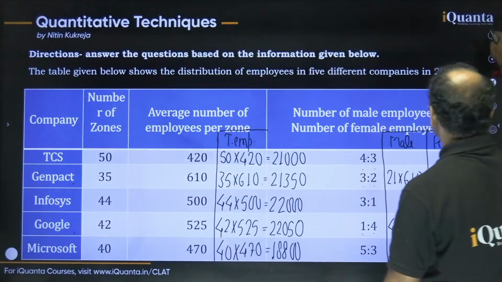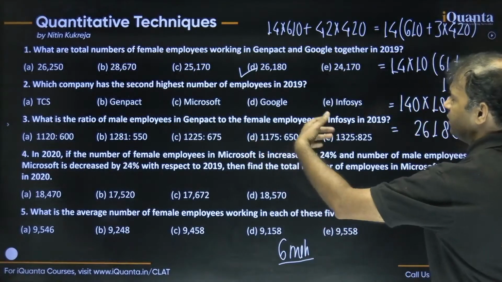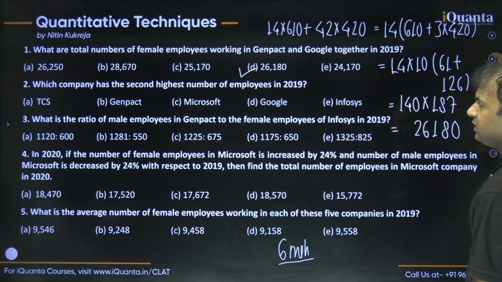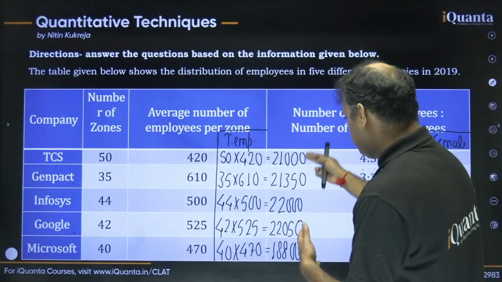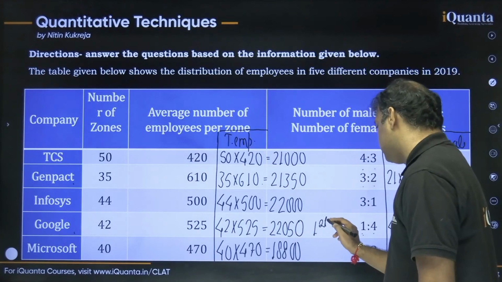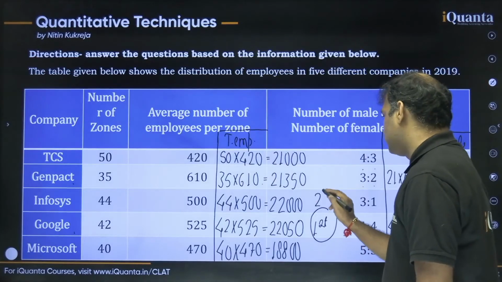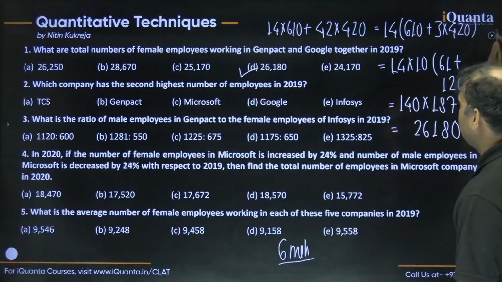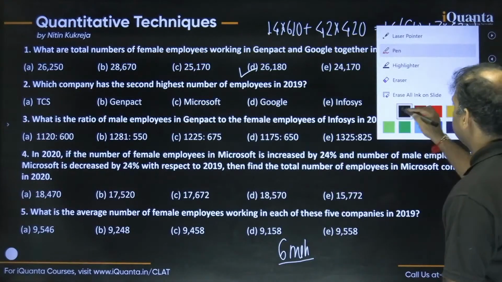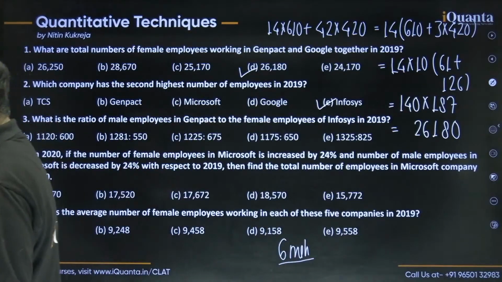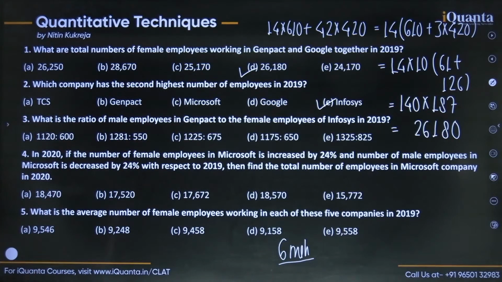Question number 2 says to compare and to find which company has the second highest number of employees in 2019, right? In all, okay? So how can we do that? See among them, guys. So the highest one is this. You can see that, right? This is the highest. And obviously, this is the second highest. So we can say the second highest employees are in the company Infosys, which is option number E, right? This is how we can deal with question number 2, okay? Now let's move to question number 3.